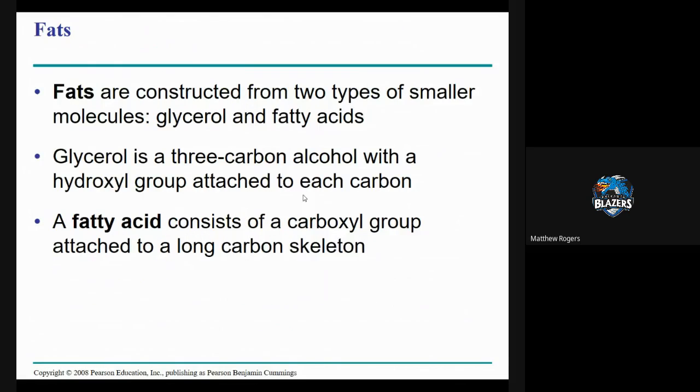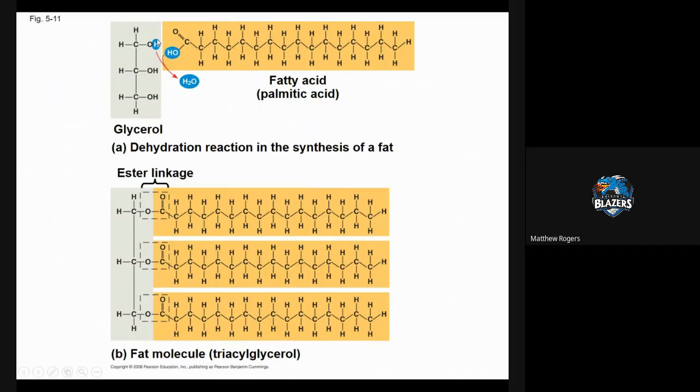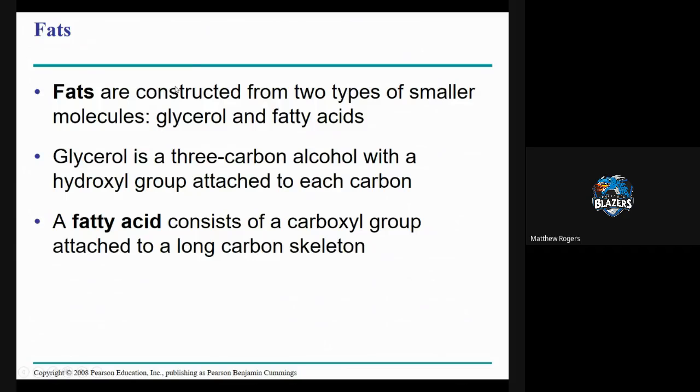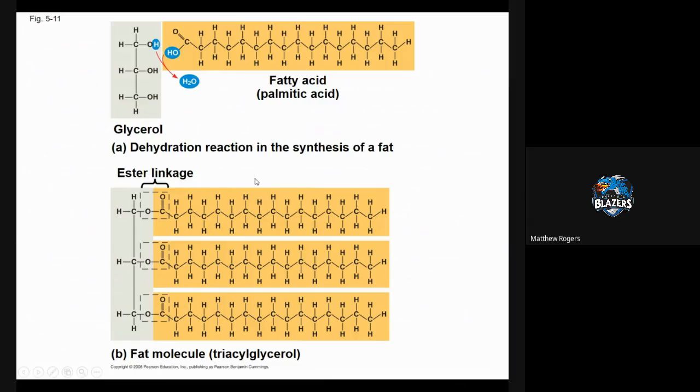So fats are constructed from two types of molecules, glycerol and fatty acids. Glycerol is a 3-carbon alcohol. We'll take a look at what that means because I know those words probably mean nothing to you, with a hydroxyl group, which you learned about before, attached to each carbon. So taking a look real quick at glycerol right here. And then a fatty acid is a carboxyl group attached to long carbon skeletons of just carbon and hydrogens. So there's the carboxyl group, and then the long carbon and hydrogen chains.